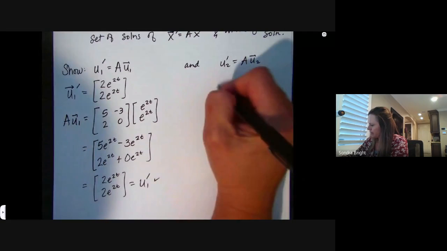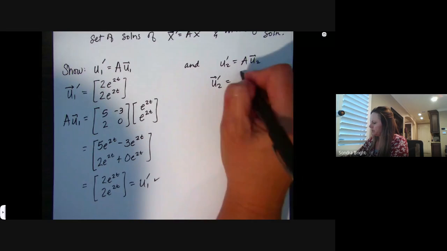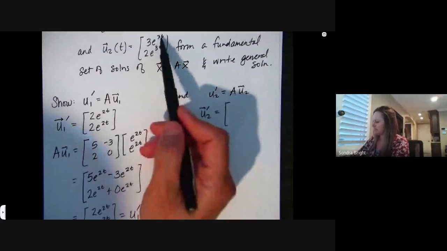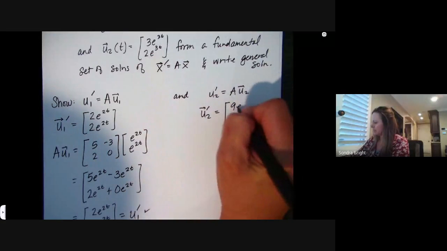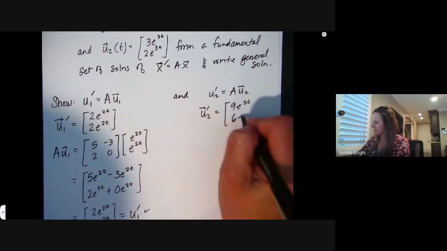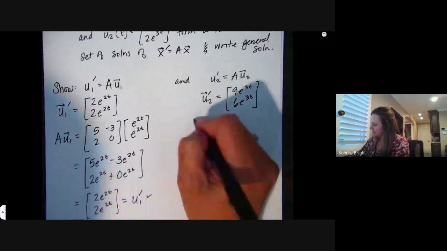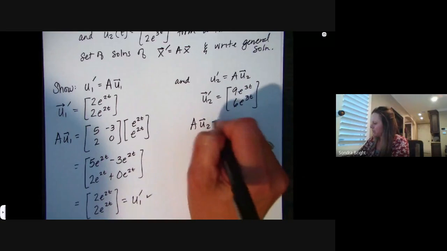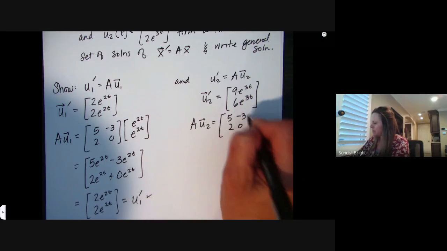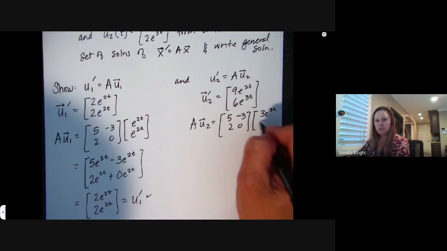So U2 prime would be taking the derivative of 3 times e to the 3t, which is 9e to the 3t, and the derivative of 2e to the 3t would be 6e to the 3t. Now let's check, is it equal to A times U2? A was 5, negative 3, 2, and 0. U2 is 3e to the 3t and 2e to the 3t.